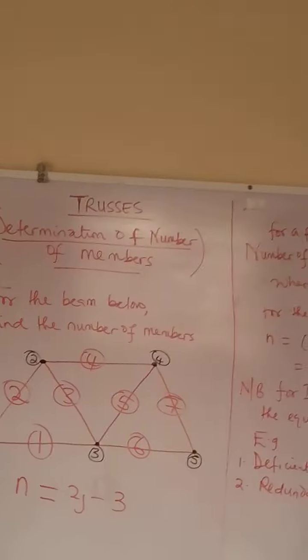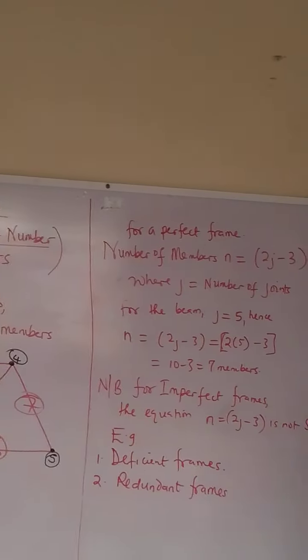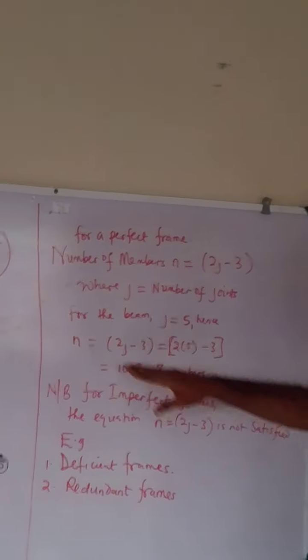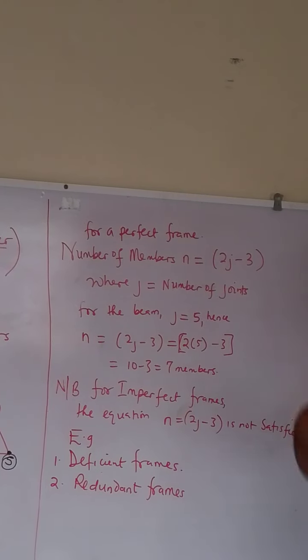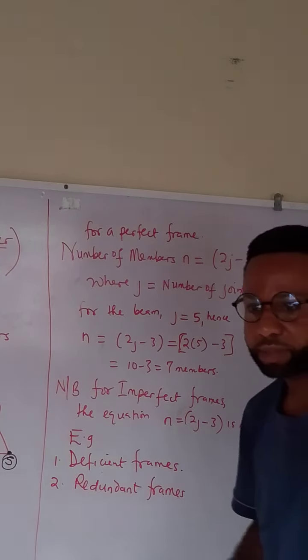However, it is important to note that there are frames that do not satisfy this equation, and such frames are called imperfect frames. Examples of imperfect frames are deficient frames and redundant frames.